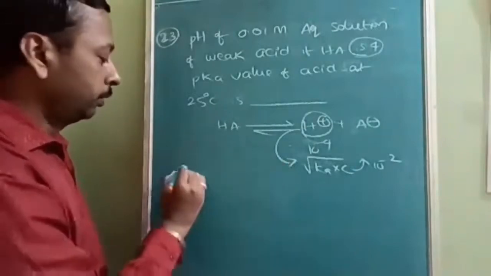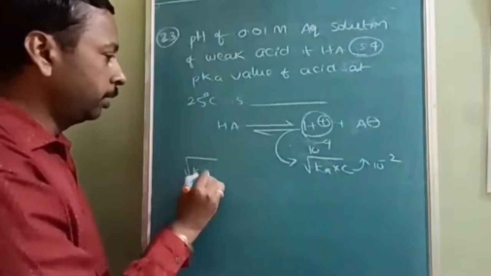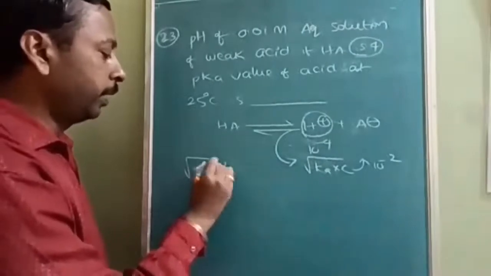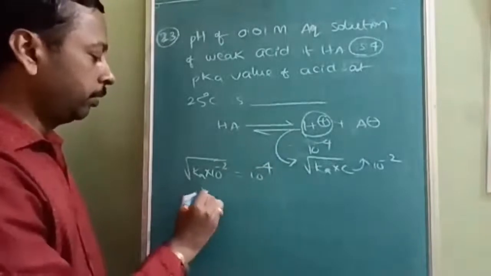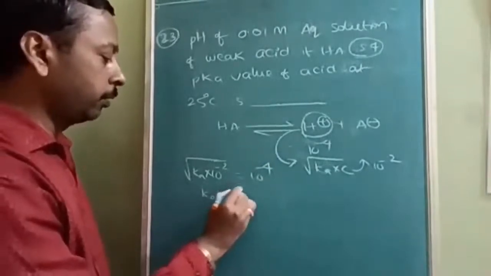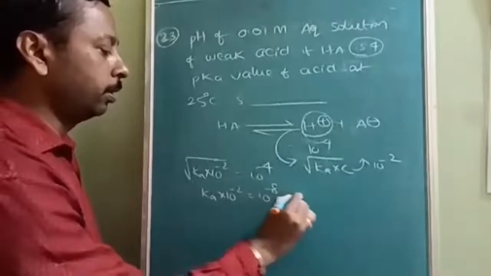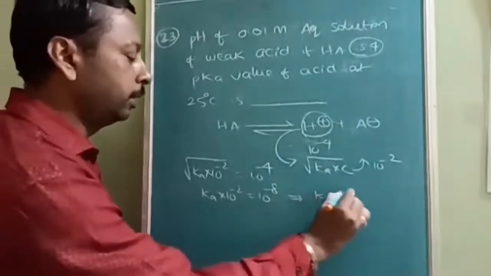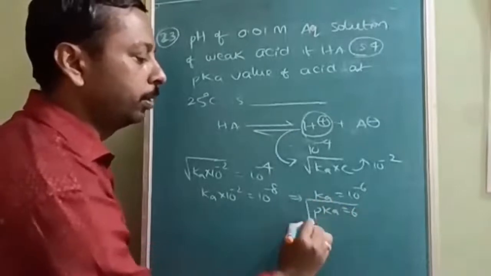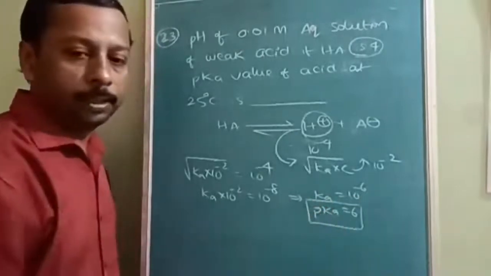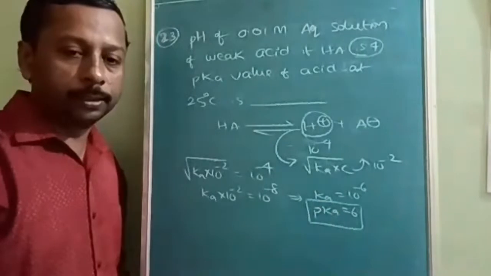Okay. So square root of Ka into 10 to the power of minus 2 is equal to 10 to the power of minus 4. Squaring on both sides, Ka into 10 to the power of minus 2 is equal to 10 to the power of minus 8. Ka is equal to 10 to the power of minus 6. So pKa is going to be how much? 6. pKa is going to be 6. So answer is 6.